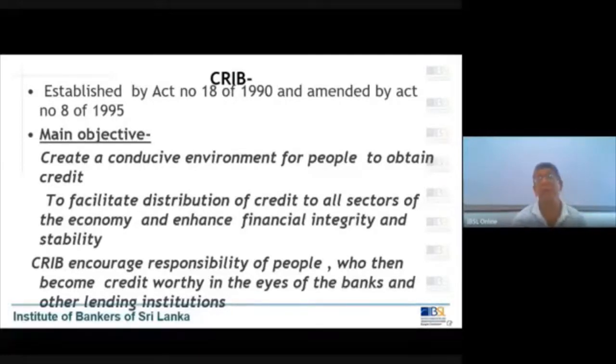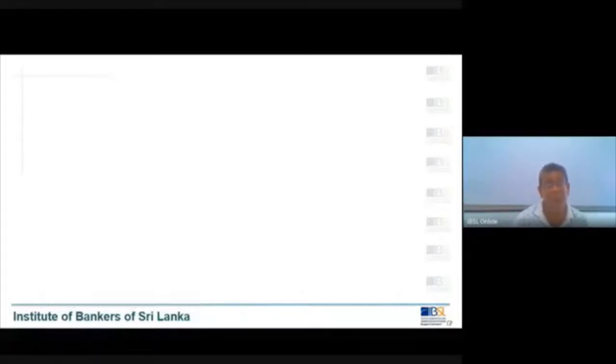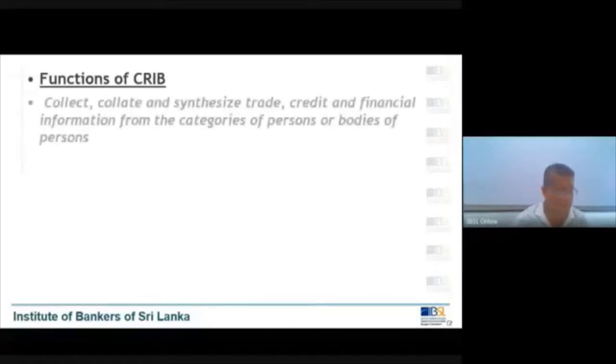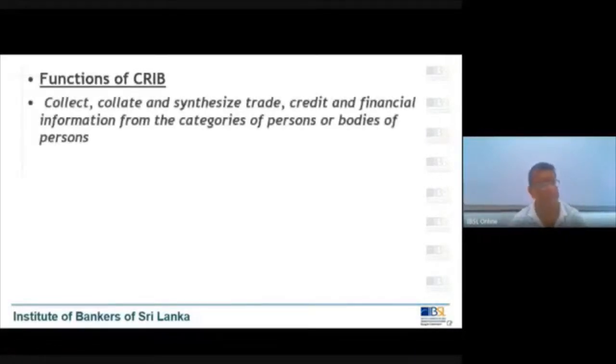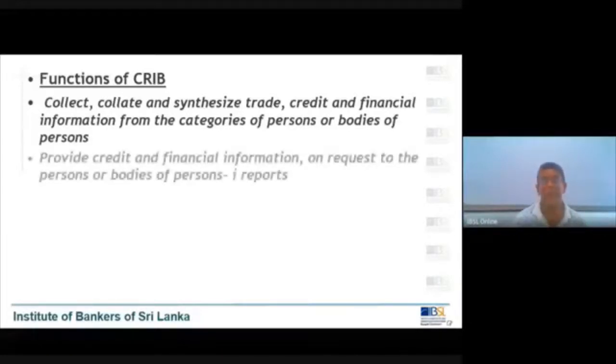And apart from that, CRIB also carries out a lot of functions. Now, what are the functions? Sometimes the examiner can ask you what the objective and the functions of CRIB are. At least you need to write 2 or 3 functions of CRIB. Write: collate and synthesize all the information pertaining to credits and give it to the required people, right?